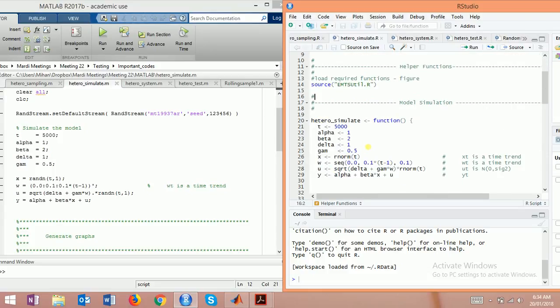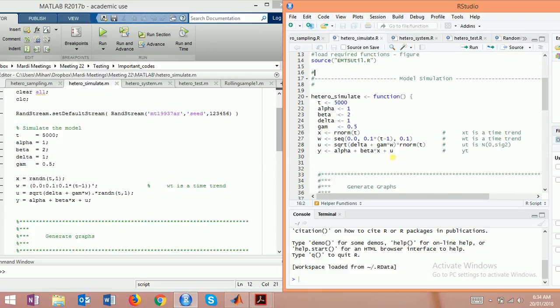So we do heterosimulate, putting everything in a function. Here t is 5000 observations, and alpha, beta, delta, gamma are given. Randn, as much as I remember, is rnorm in R. So x is the exogenous variable, so I'm estimating x. Then omega is also a time trend.